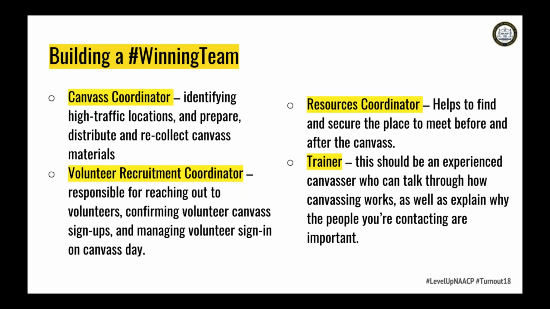So we can go back to the previous slide before this one. Building a winning team. With a winning team, like I said, if you want to go fast, you can go alone. If you want to go far, go together. There is strength in numbers, and in unity we find our strength. This is why we've been around for 109 years, because we have a winning team. And our winning team is just us as an organization.